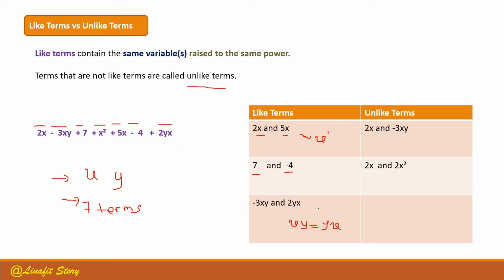Now, this is an example of unlike terms: 2x and negative 3xy contain different variables, x and xy. 2x and 2x squared contain the same variable x, but the variables are of different powers. 2x is x to the first power, while 2x squared is x to the second power.